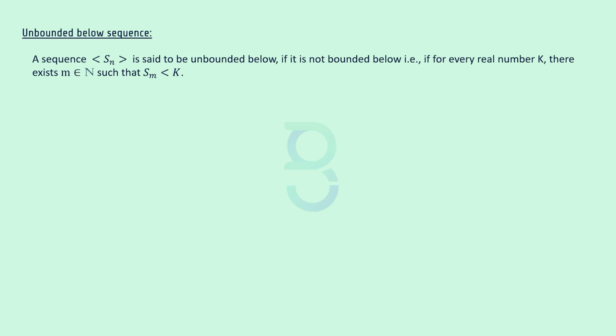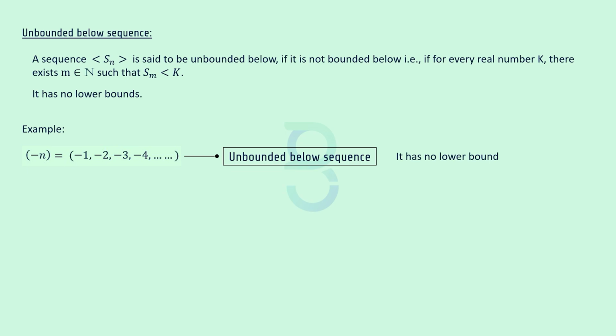Unbounded below sequence. A sequence Sn is said to be unbounded below if it is not bounded below. That is, if for every real number k, there exists a natural number m such that Sm is less than k, which means however small a real number we choose, there exists another real number in the sequence which is smaller. An unbounded below sequence has no lower bounds. Examples. The sequence minus n, defined as -1, -2, -3 and so on, is an unbounded below sequence and it has no lower bound.